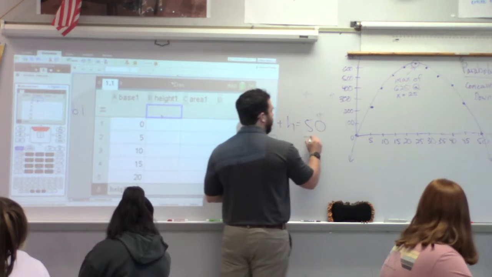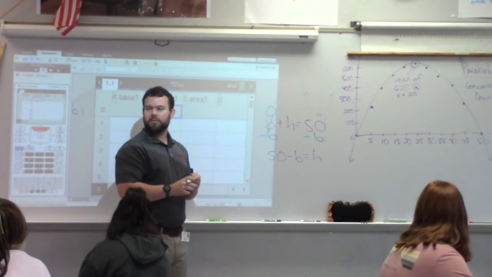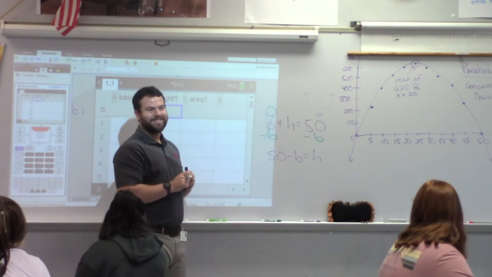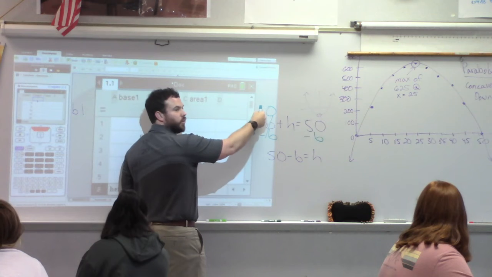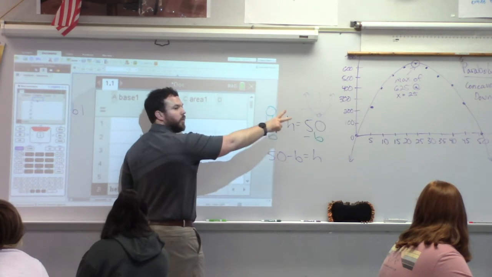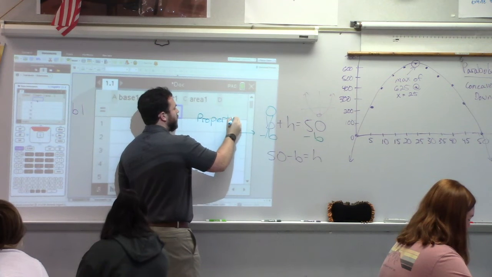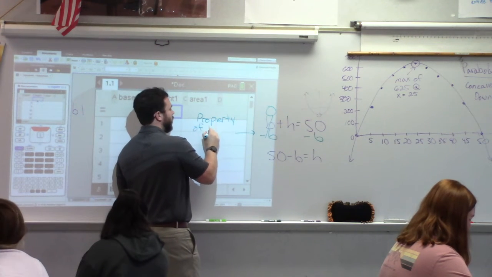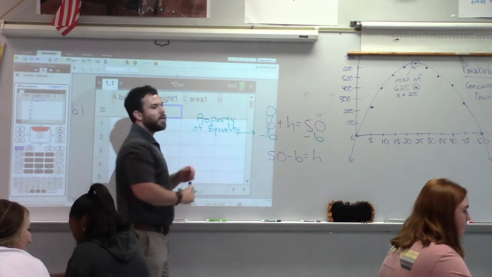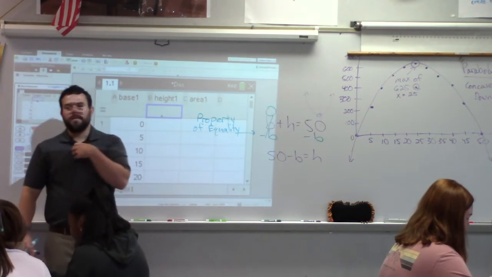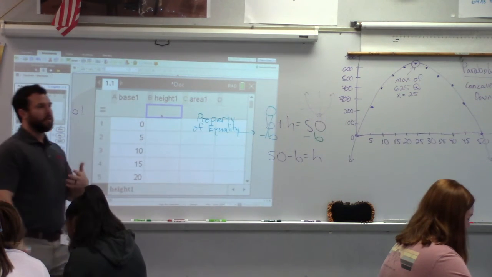That's known as a property of what? Anyone know? When I do it to both sides? So this is an inverse to create a 0. When I do it to both sides, though, that's called a property of, not distribution, equality. I should have said that. That's what was in my head. What a property of equality does is it creates an equivalent equation.